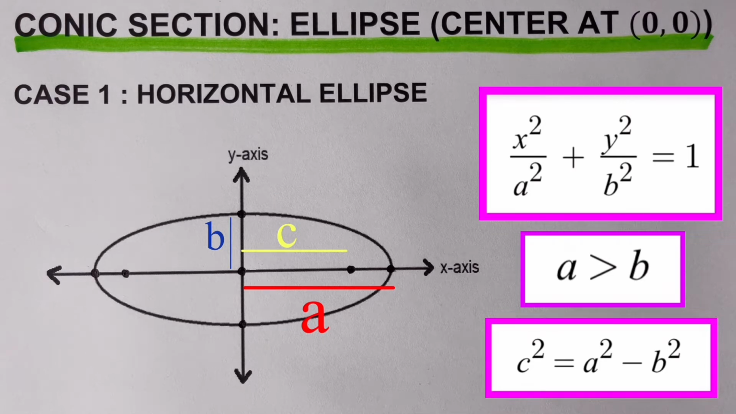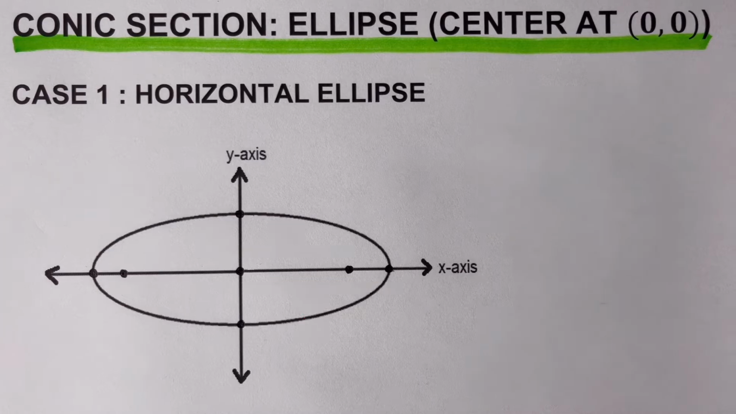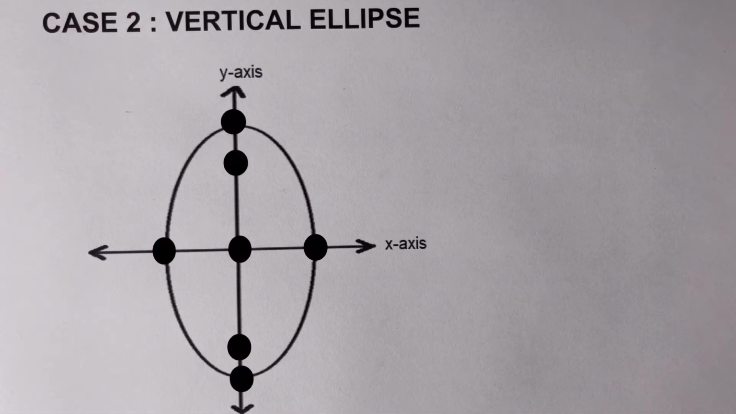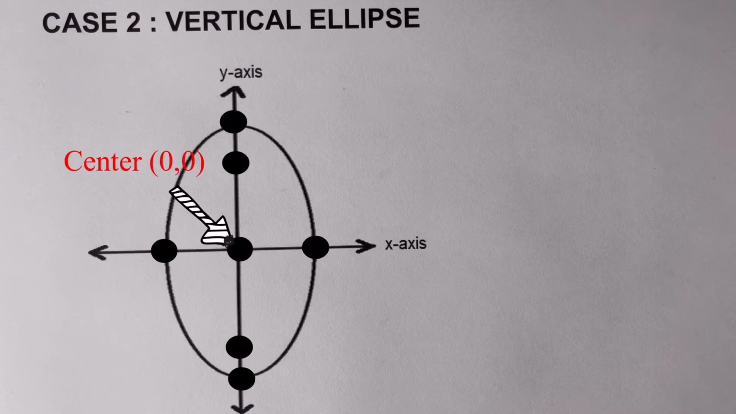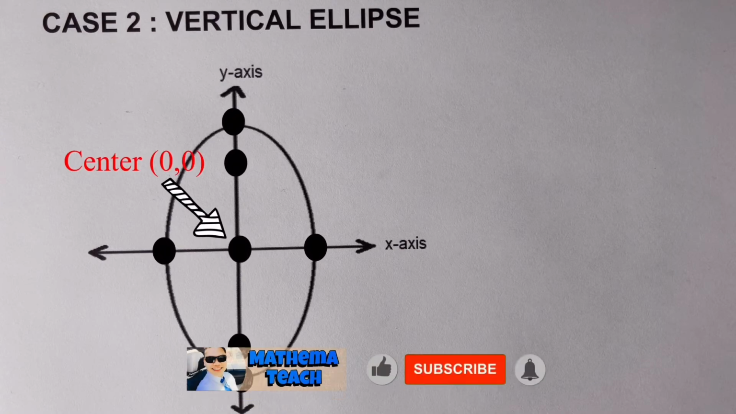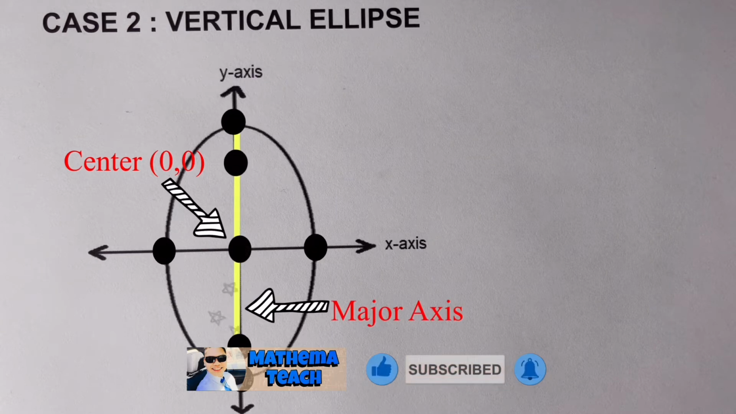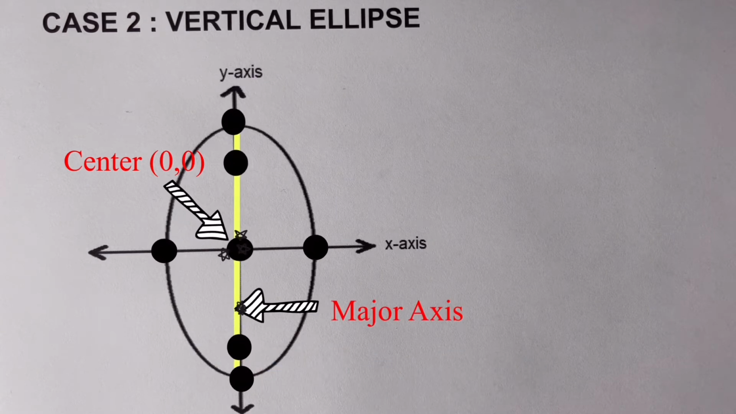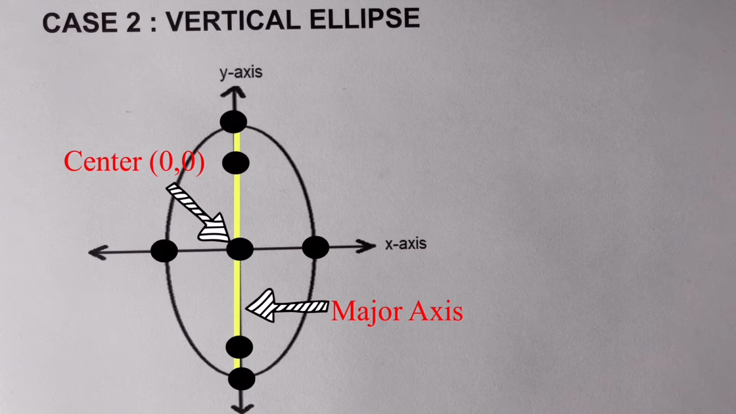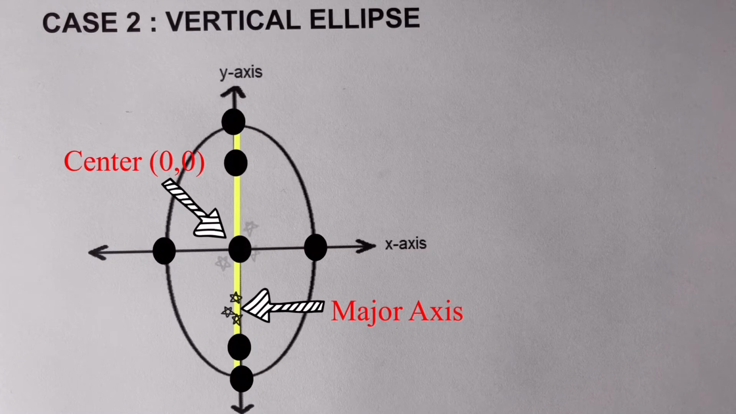Now, let's look at the second case of an ellipse. For the second case, we pretty much have the same parts. The first part is the center. Again, this is halfway between the two diameters of an ellipse. We also have a major axis. This is the longer diameter of an ellipse that connects the two vertices passing through the center. Please notice that we call this a vertical ellipse because the major axis is the vertical line segment.